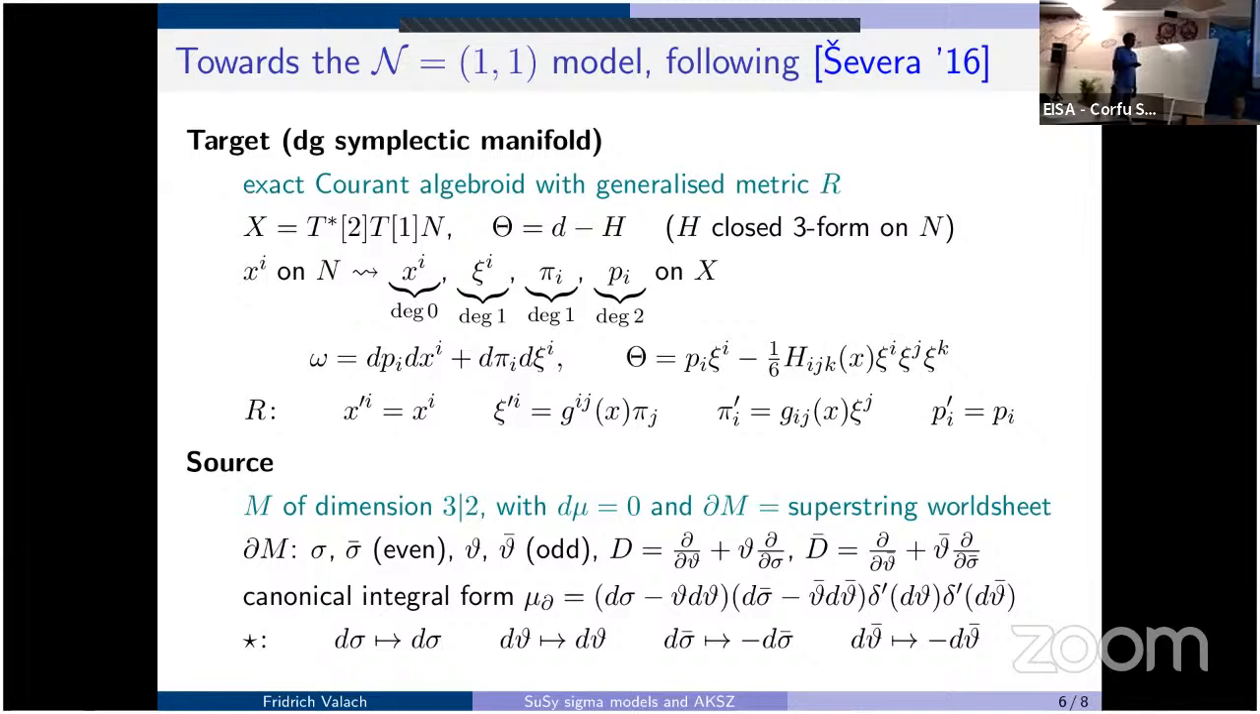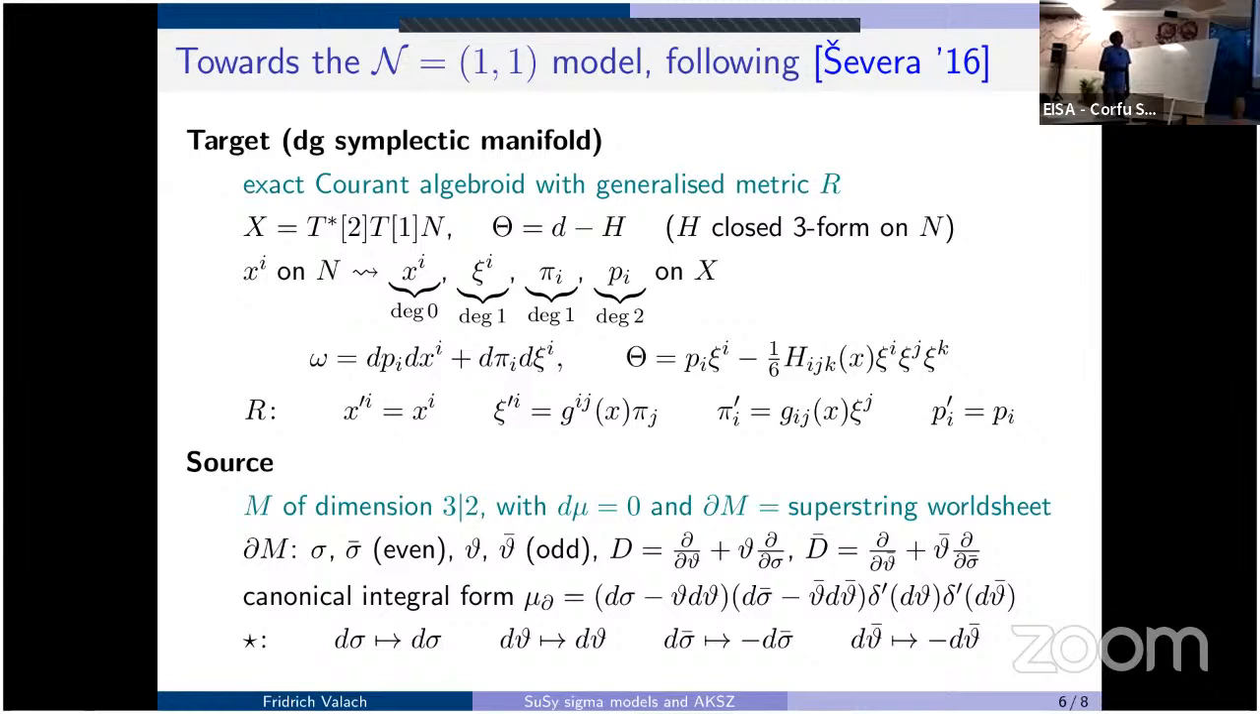By canonical integral form, I mean that there is a more conceptual definition of what is meant to be a superstring world sheet in terms of some distributions. So you have some involutive and non-involutive distributions on it, and you can show that out of this abstract thing, which doesn't require coordinates, there is always a canonical integral form. And in terms of these coordinates, it looks like this. On top of that, you also have an operation which distinguishes the left and right movers. This is the operation star, which flips the sign of these barred one-forms. Okay, so this is the input.